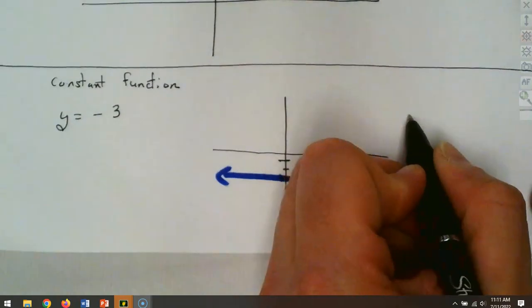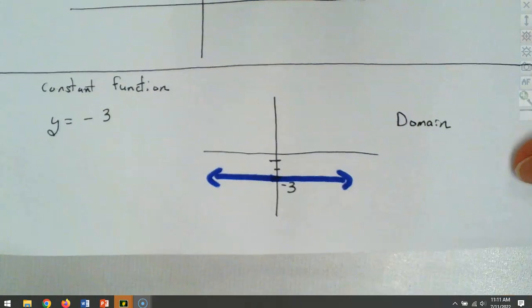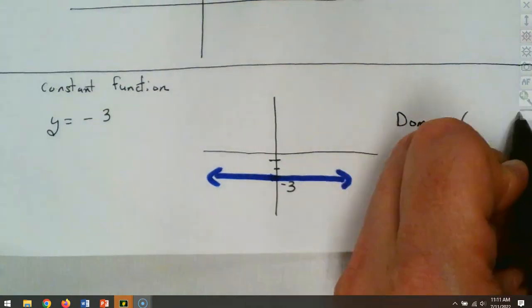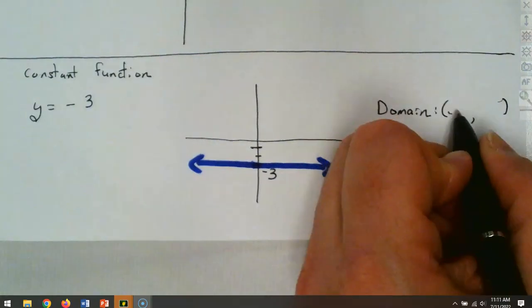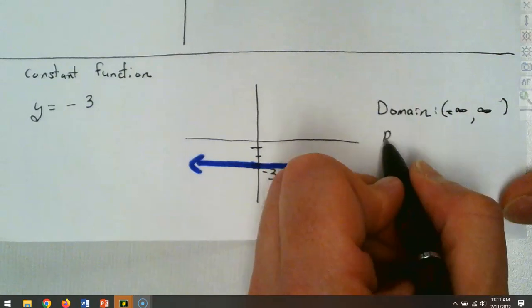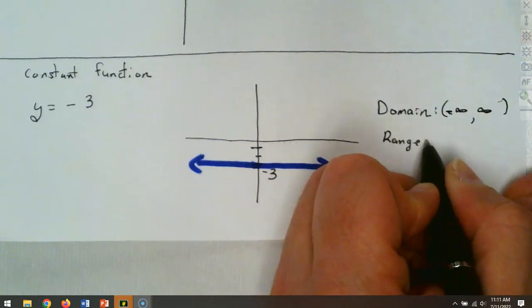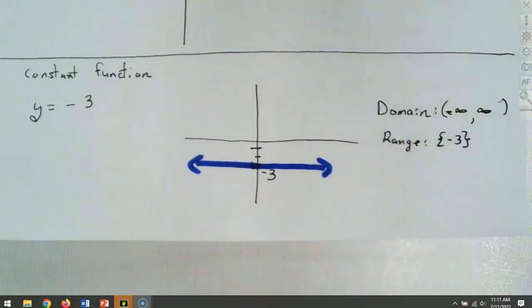And what is my domain? The domain is the values of x again. And can someone tell me what the domain would be? Yep, very good. Yep, negative to positive infinity. And what about the range? Where is it stuck at? Yep, negative 3. So that's it.